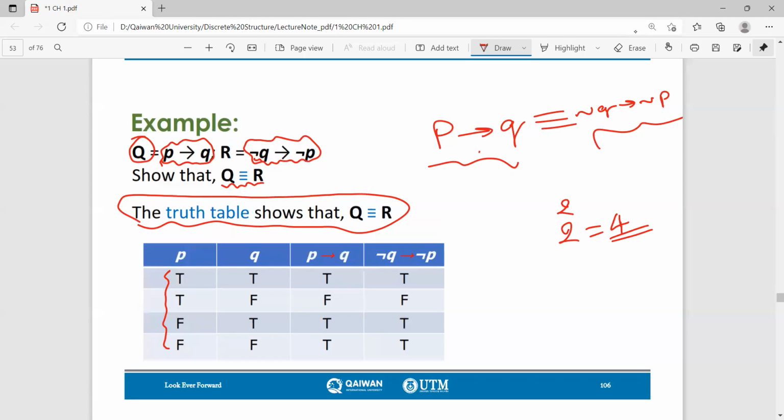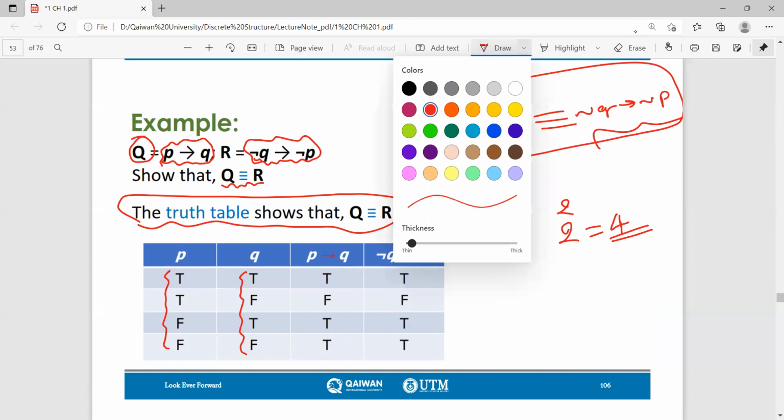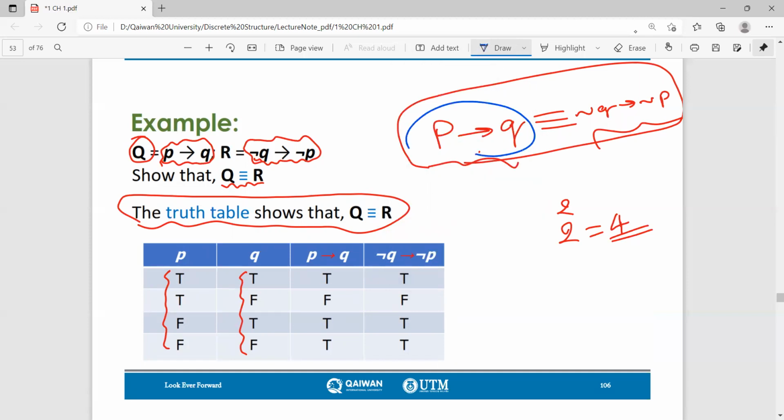Always write down P as the first column. The second column is Q. And if you have R, write it in the third column. P, true, true, false, false. And for Q, true, false, true, false. Then we should find each of these. We should find this and that. If they are both the same, they are equivalent. If there is any difference between them, we say they are not equivalent.